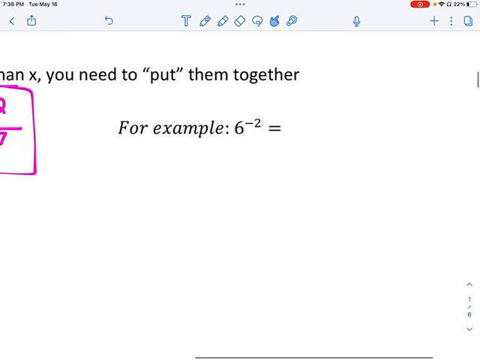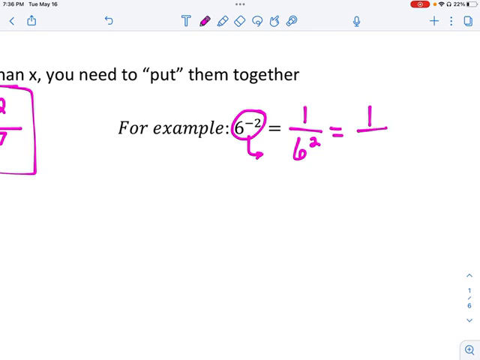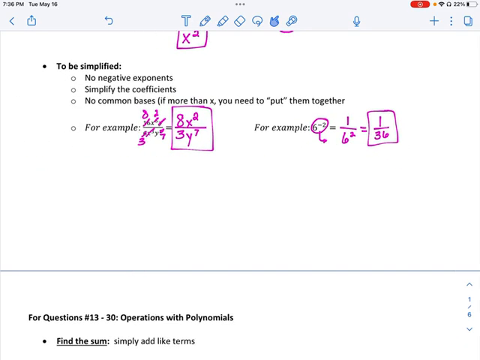On the second one here, we have 6 to the negative 2, which is a negative exponent. So remember, that is going to take that base and move it to the denominator. So it's going to become 6 squared. So that means I have 1 over 6 squared. 6 squared is 36, so I would have 1 over 36. And that's how we do those exponent rules.